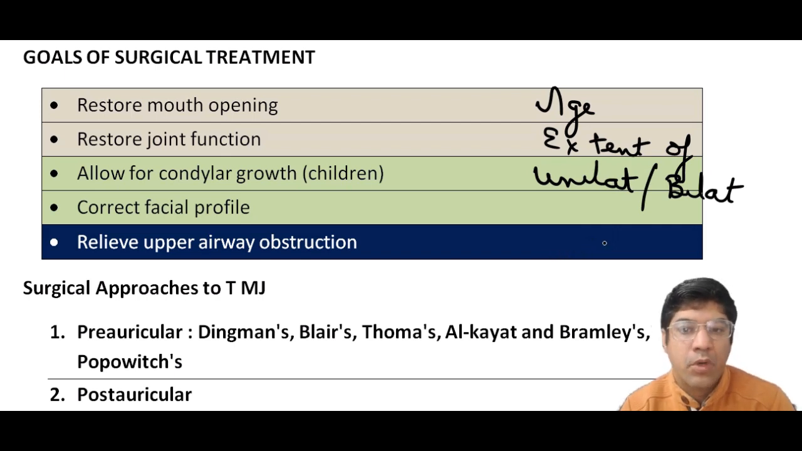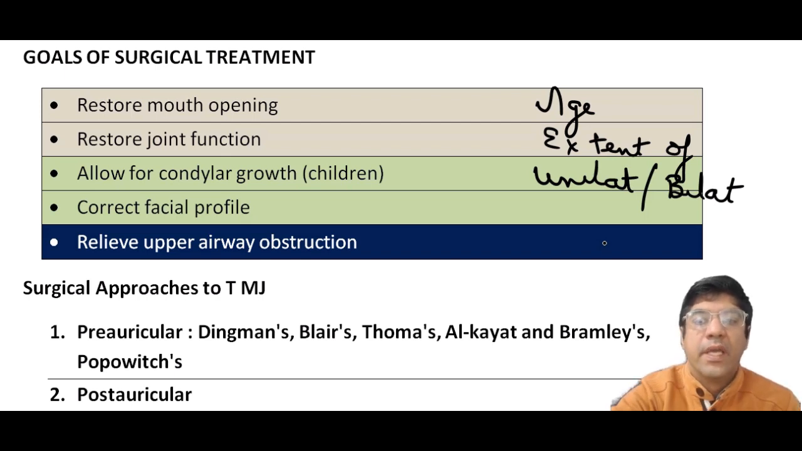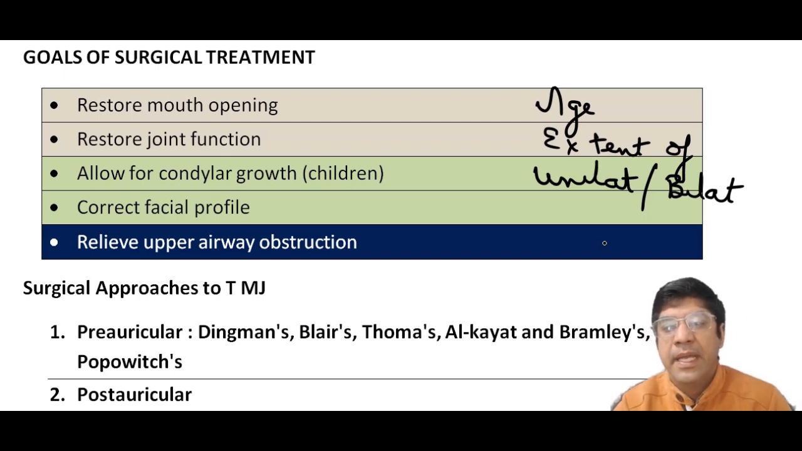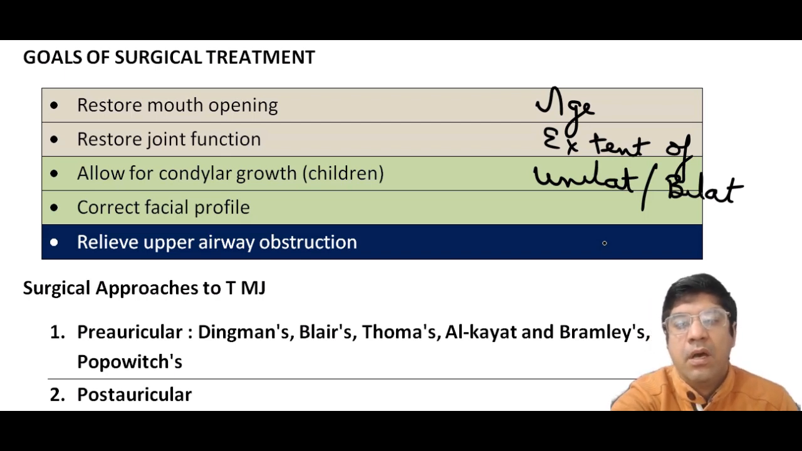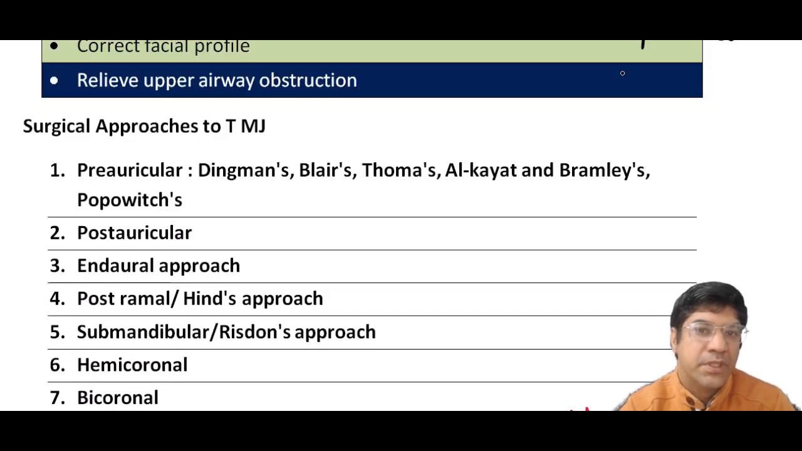So imagine your jaw getting stuck, making it tough to open your mouth properly. The surgery will help to unstick or relieve the stuck part, making it easier for the joint to move again. Surgery aims to make the joint work well. Now let us discuss the various surgical approaches to the TMJ.